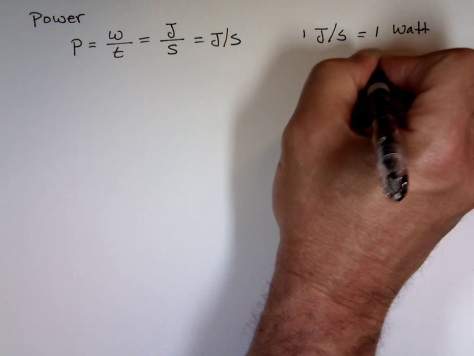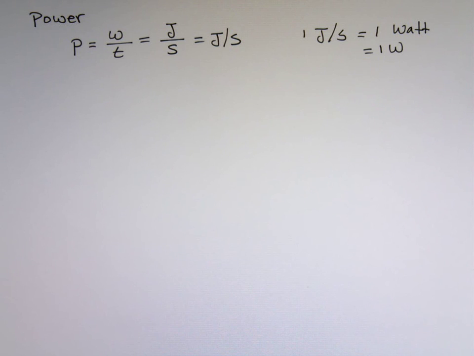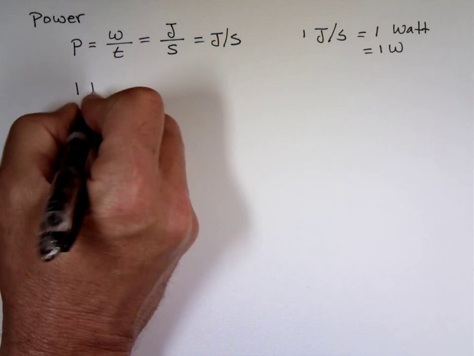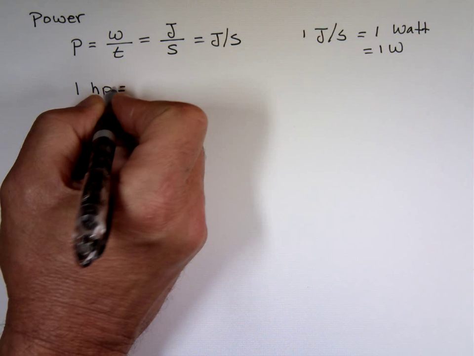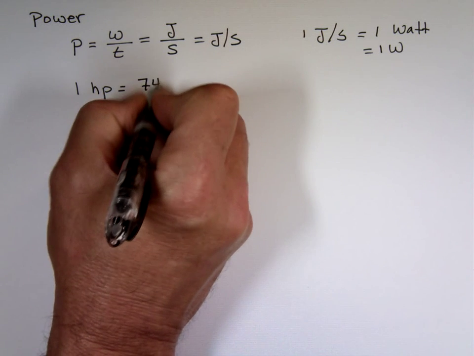That's why light bulbs are in watts: 1 W, 100 watts, 50 watts, 75 watts. Now, sometimes we also measure power in horsepower. You and I, we have a pool filter, half a horsepower. So 1 horsepower, in case you're wondering, is equivalent to 746 watts. That's the conversion factor.